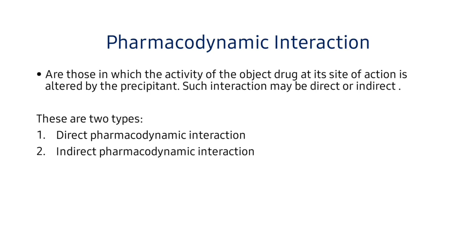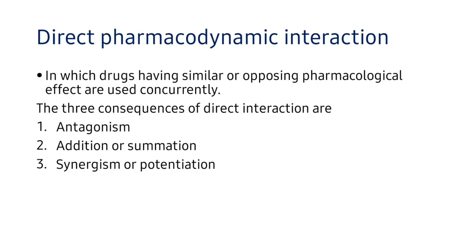Now, what is a pharmacodynamic interaction? Pharmacodynamic interactions are those in which the activity of the object drug at its site of action is altered by the precipitant. Such interaction may be direct or indirect. These are two types: direct pharmacodynamic interactions and indirect pharmacodynamic interactions. Direct pharmacodynamic interaction is one in which drugs having similar or opposing pharmacological effects are used concurrently. The three consequences of a direct interaction are antagonism, addition or summation, and synergism.